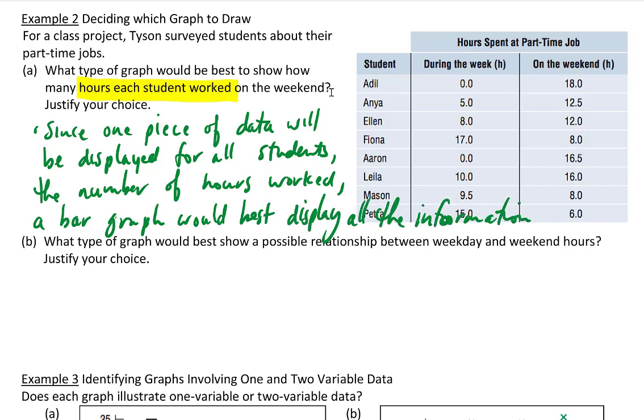What type of graph would best show a possible relationship between weekday and weekend hours? The key thing is we have two variables we're looking at. We're comparing weekday and weekend hours, so two sets of data per student. That means a scatter plot could show the possible relationship between weekday and weekend hours, since each point on the scatter plot would display two pieces of information about the student.